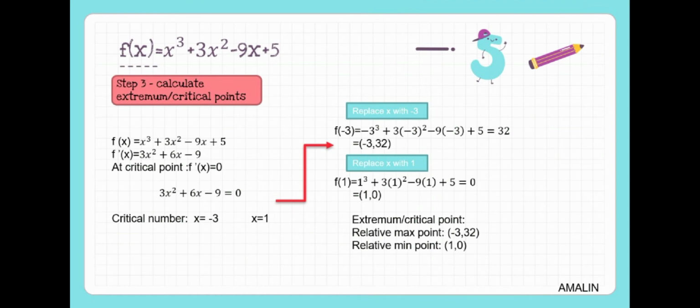So we replace x with -3. f(-3) = (-3)³ + 3(-3)² - 9(-3) + 5 = 32. So we get (-3, 32). The other one, replace x with 1. f(1) = 1³ + 3(1)² - 9(1) + 5 = 0. And we get (1, 0). So the relative maximum point is (-3, 32), while the relative minimum point is (1, 0).